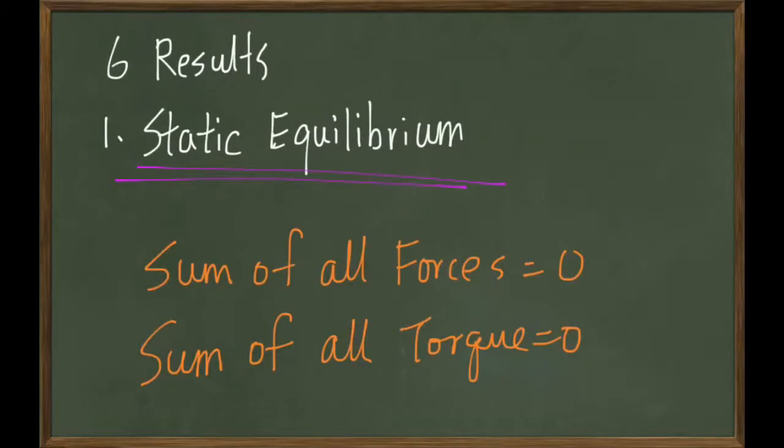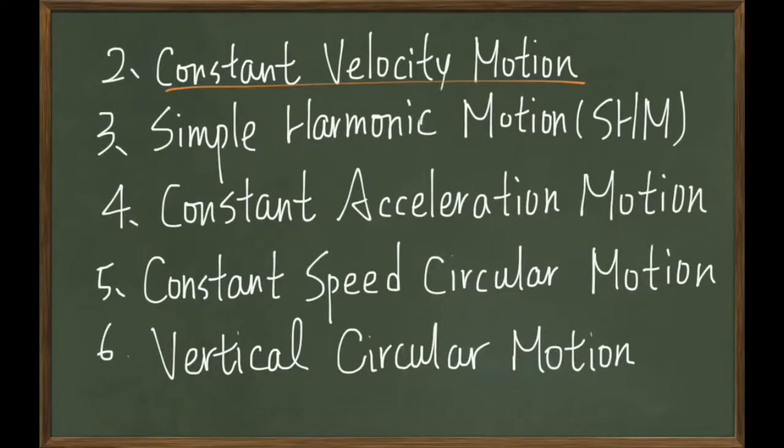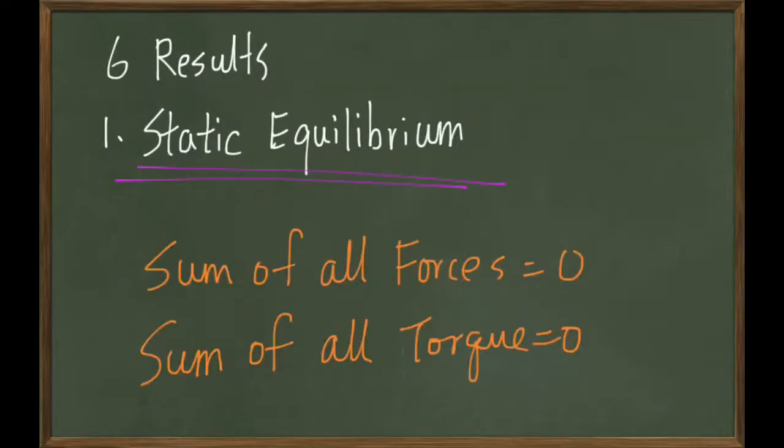First one being the static equilibrium, second, constant velocity motion, the third one, simple harmonic motion, or we call it SHM, fourth, constant acceleration motion, constant speed circular motion, or vertical circular motion. In chapter 3, we will only be looking at the first one, when the object we're analyzing is in a static equilibrium. We'll discuss the other 5 in detail in later chapters.